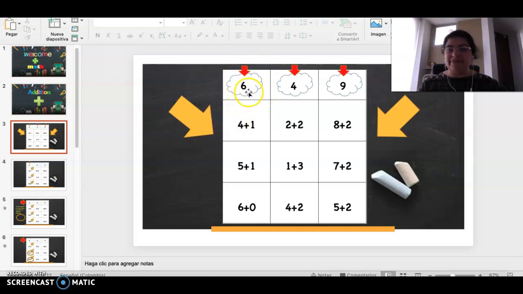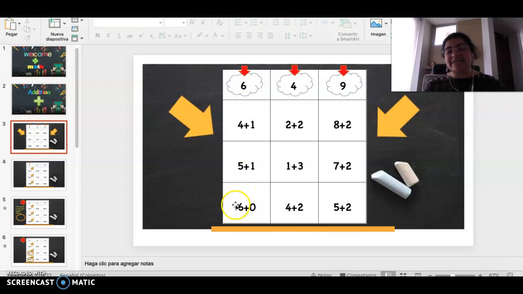You have a number 6. In this case, you have number 4. And in this case, you have number 9. But which of these addition sentences corresponds to this result? 4 plus 1 makes 5. So we are not going to circle this one. 5 plus 1 makes 6. Okay, so we are going to circle this answer because 5 plus 1 makes 6.